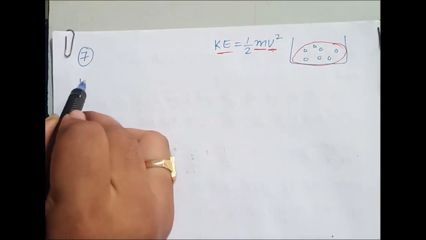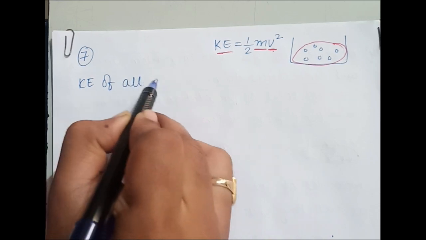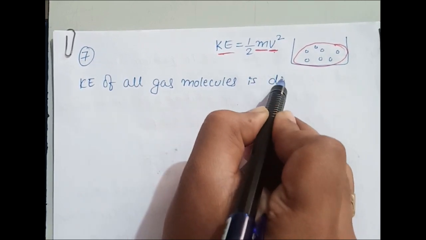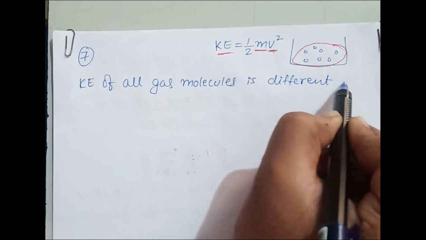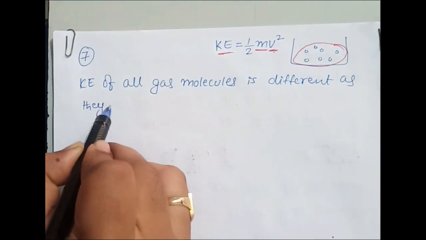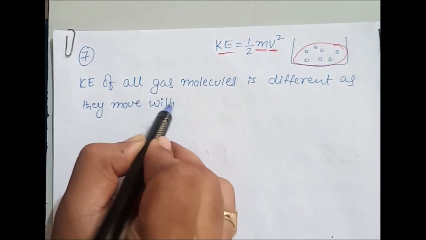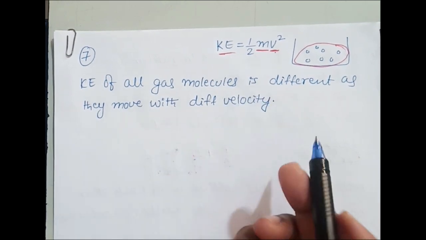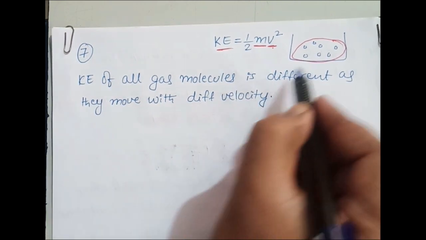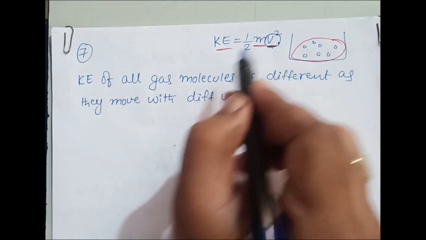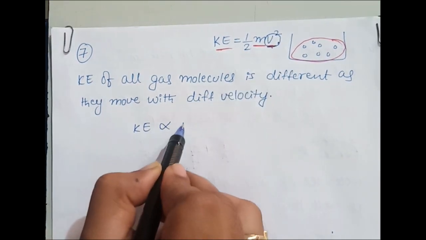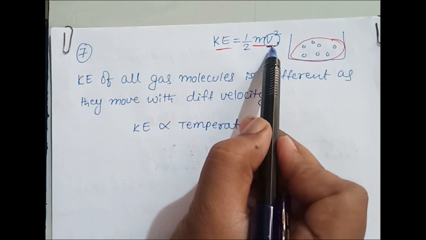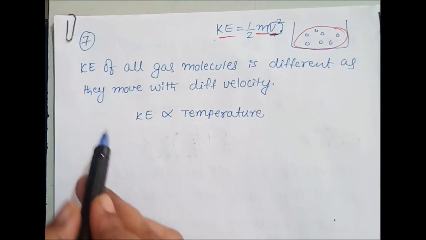So what can I say? The kinetic energy of all gas molecules is different, as they move with different velocity. Of course they have different kinetic energy. However, the velocity depends on temperature, so I can say the kinetic energy of any molecule is directly proportional to temperature, because velocity depends on temperature. So obviously the kinetic energy of any gas depends on temperature.